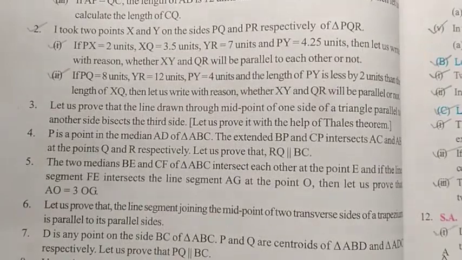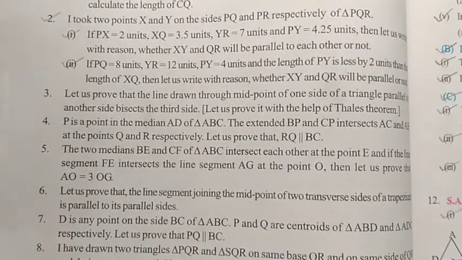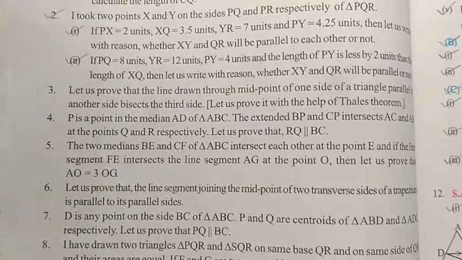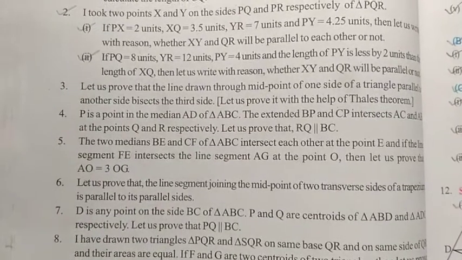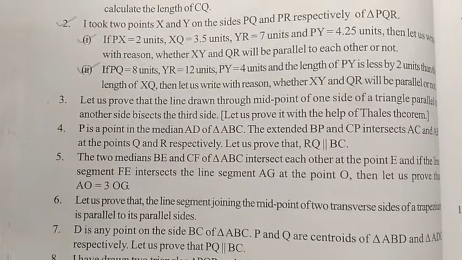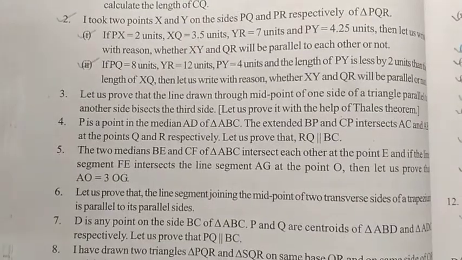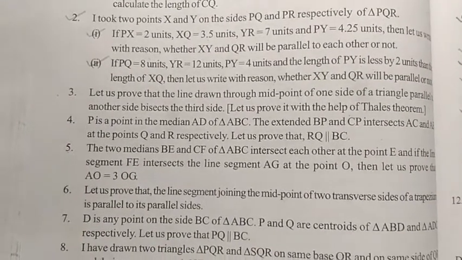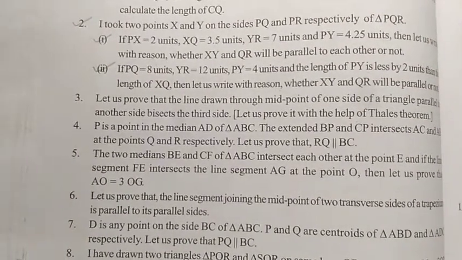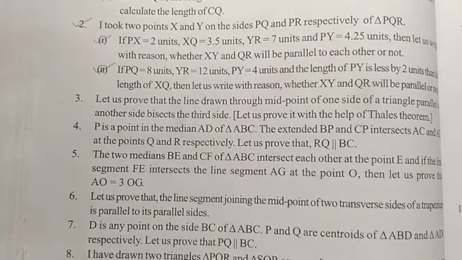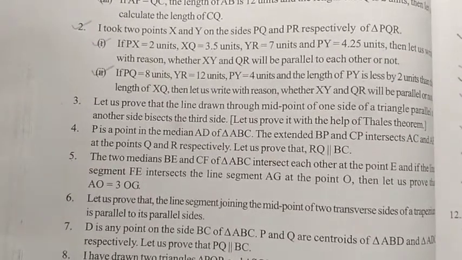Good morning, everyone. Today we're going to start with sum number 3, chapter number 18.2, similarity chapter. Sum number 3 is: let us prove that the line drawn through the midpoint of one side of a triangle parallel to another side bisects the third side. Let us prove it with the help of Thales theorem.